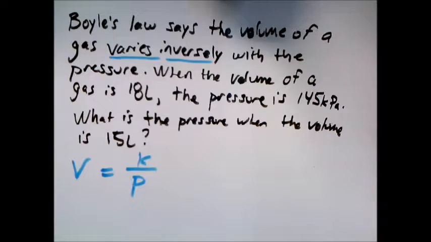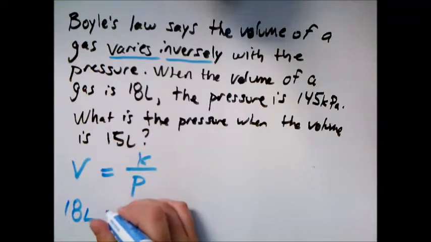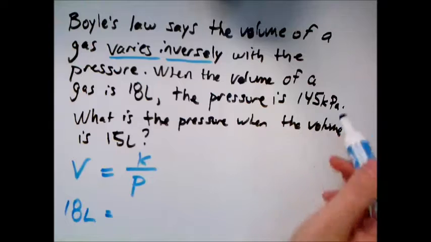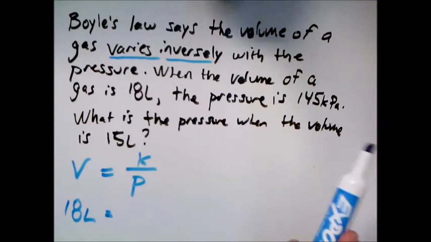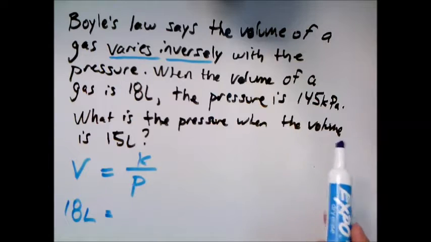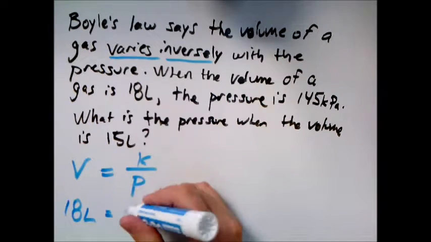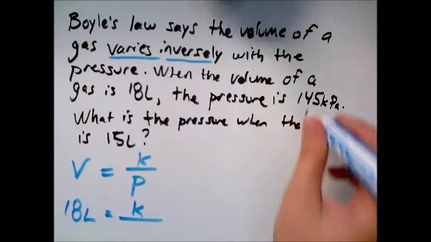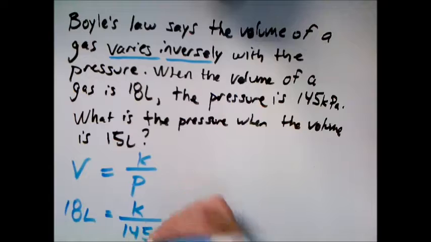So they say when the volume is 18 liters, the pressure is 145. These units, and better part is if we're going to label, you can put the same units. You don't have to know what they mean. This is kilopascals, measurement for volume, but K over whatever P is. So pressure is 145. So 18 equals K over 145.